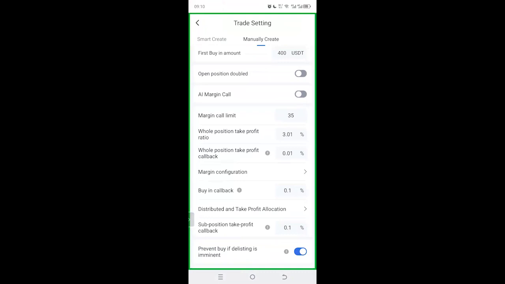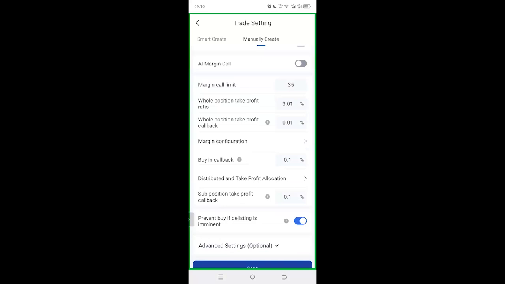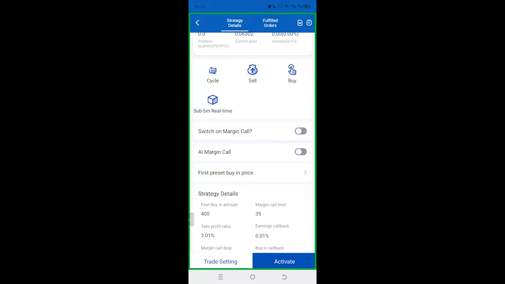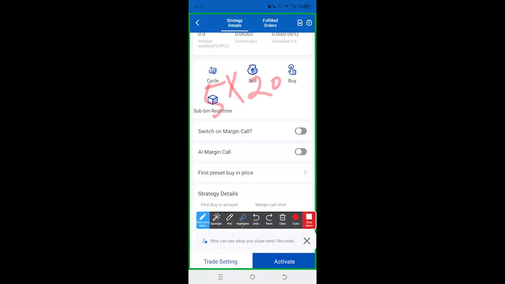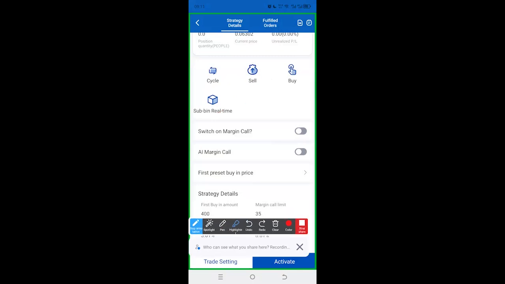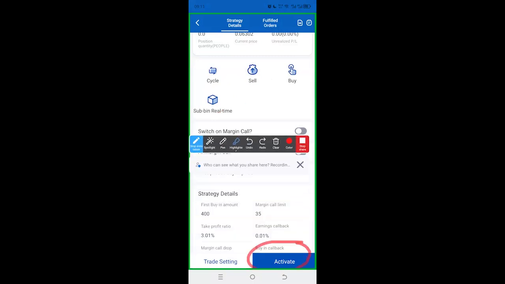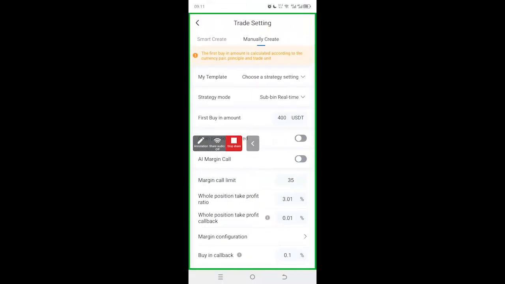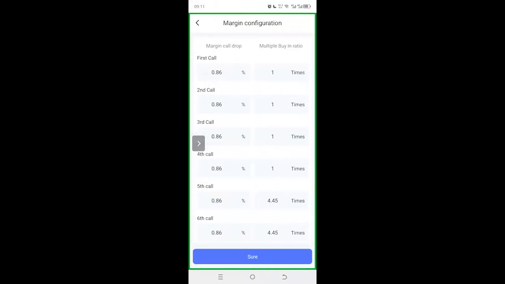This is what I do. Then I go and start my trade. I activate my trade. After activating my trade, I come back and do the margin call here.